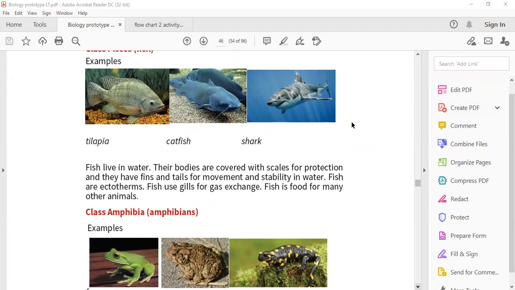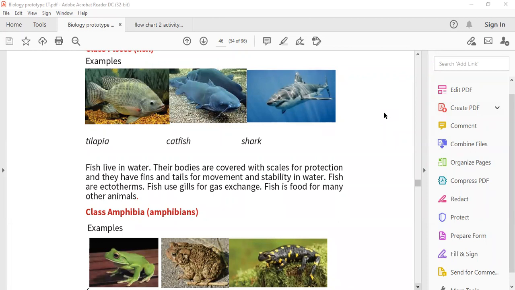Fish live in water. Their bodies are covered with scales for protection, and they have fins and tails for movement and stability in water. Fish are ectotherms. Fish use gills for gas exchange. Fish is food for many other animals. Okay, so the point is fish is food for many other animals. That is very good. So they live in water, and they can be used for food by others.